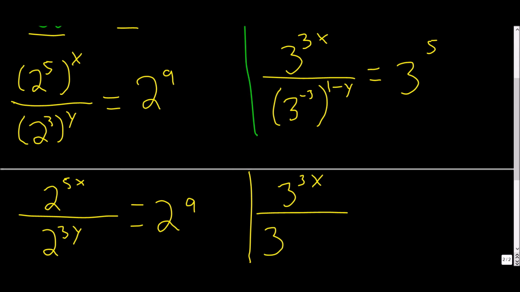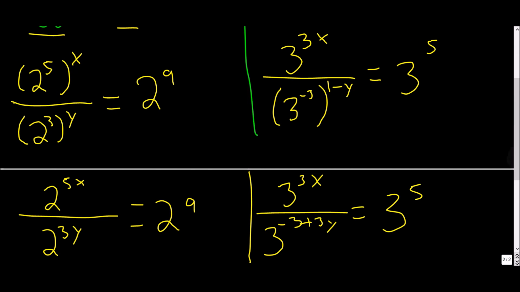Now what do we do? So we have to do negative 3 times 1 minus y. Negative 3 times 1 makes negative 3. And negative 3 times y makes a positive 3y. And that's going to equal 3 to the 5th.